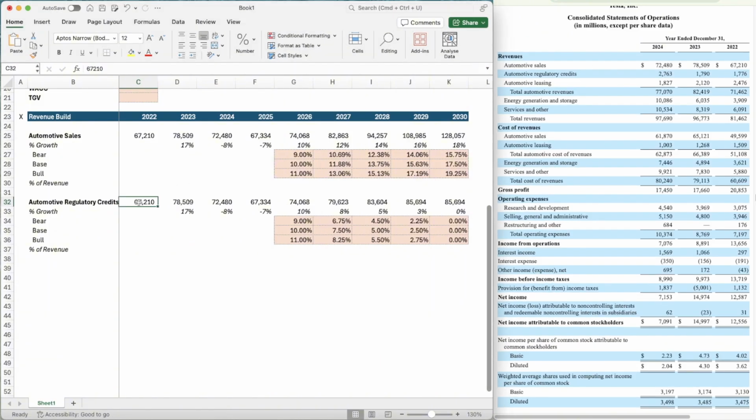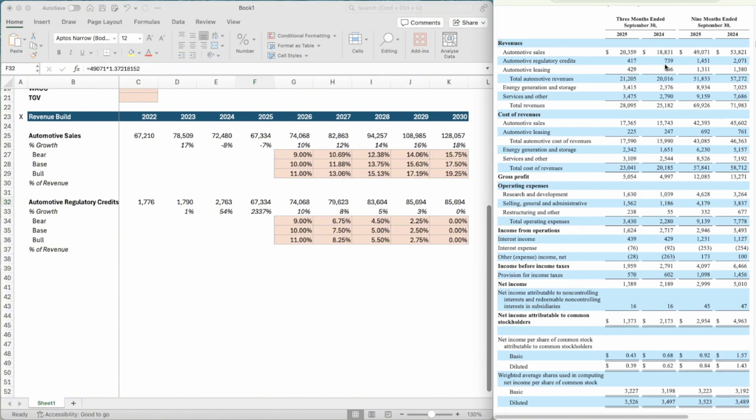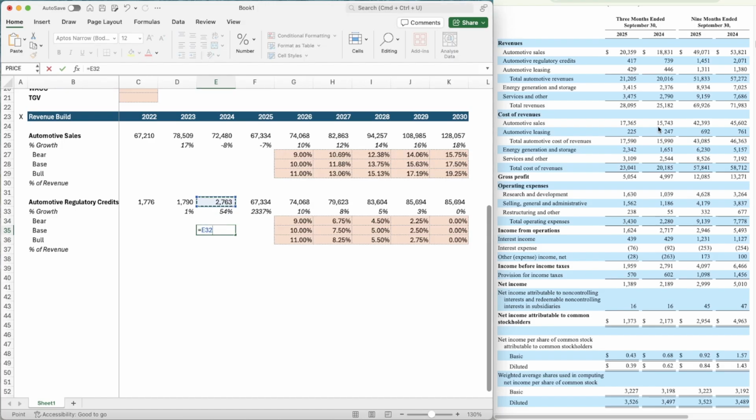So in 2022, this was 1776 in revenue, 1790, 2763. For 2025, we take the 2024 divided by 2071, 1.33, and then we do 1451 multiplied by 1.3341381. There we go. And for this, let's average.